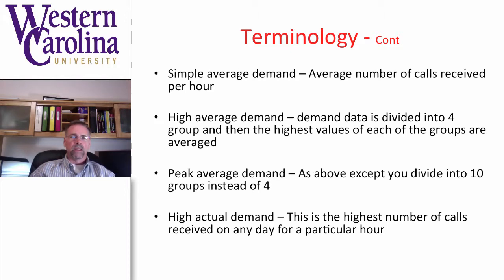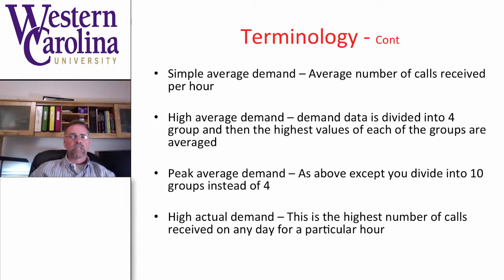But the reason they were created, simplistic as you see here, such as the high average demand, the reason it's divided into 4 groups and then the highest value of each of the groups are averaged is because historically when system status management got started, it was far enough back that computer power was very limited and most places did not have computer capability. So the idea is to create a very simplistic back of the envelope or napkin model, if you will, way of analyzing this to determine how many ambulances you should put in place.